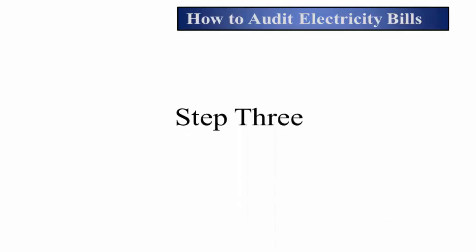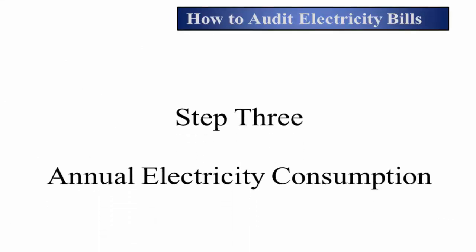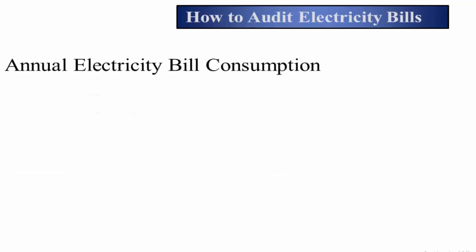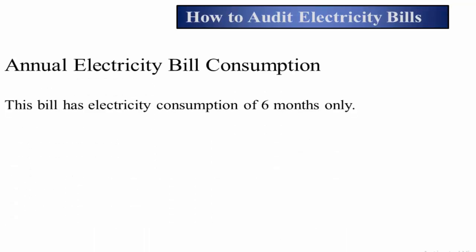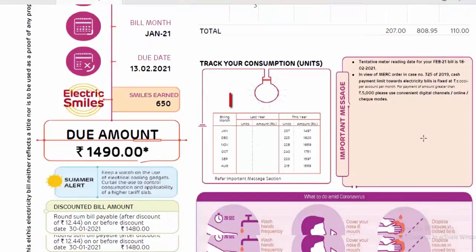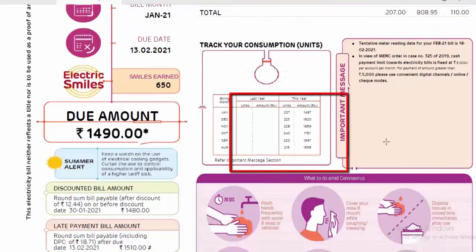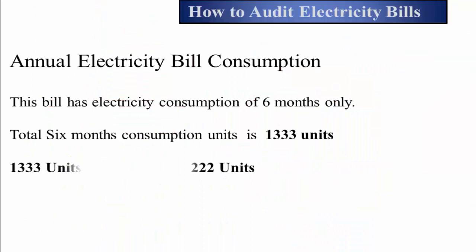Step number 3. To design a solar power plant, it's important to know the annual consumption of your electricity bill. This electricity bill has 6 months consumption because it's a new connection. We can see that the total 6 months consumption for this electricity bill is 1333, and when this is divided by 6 months, we get a monthly average of 222 units.